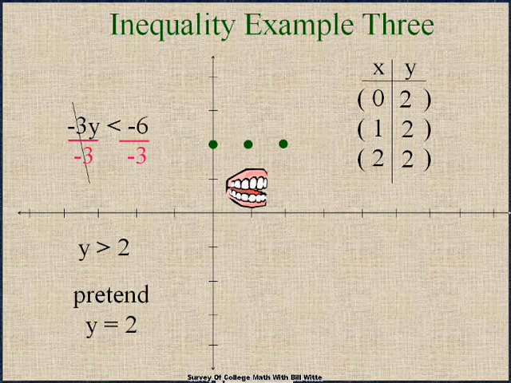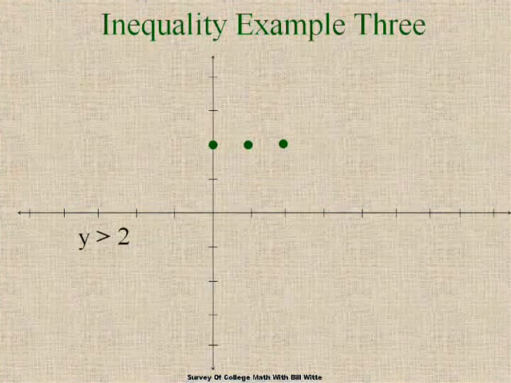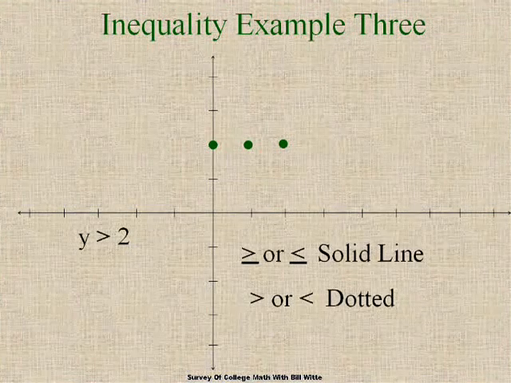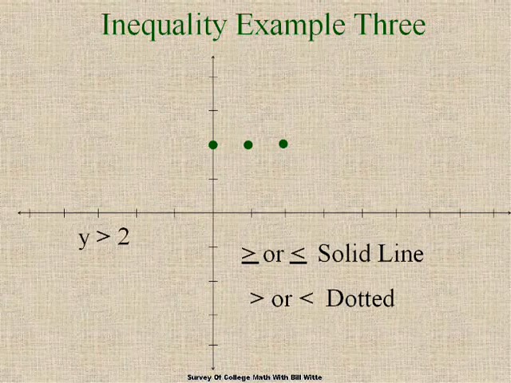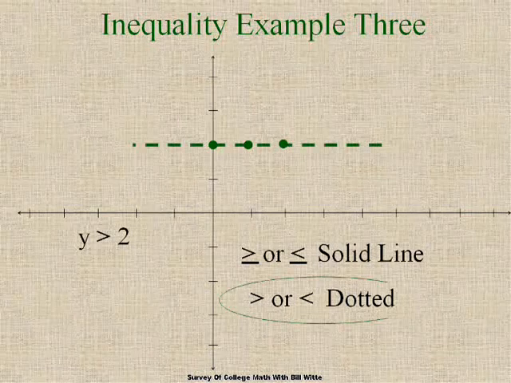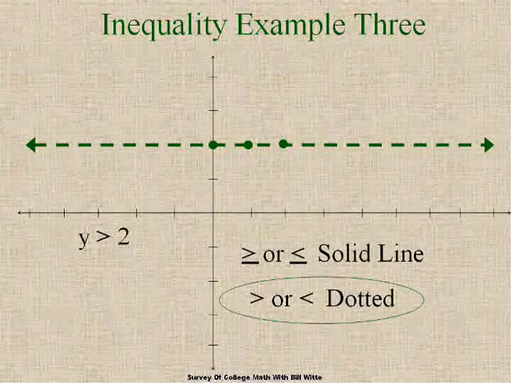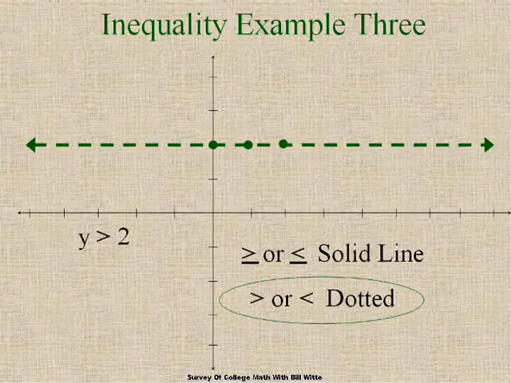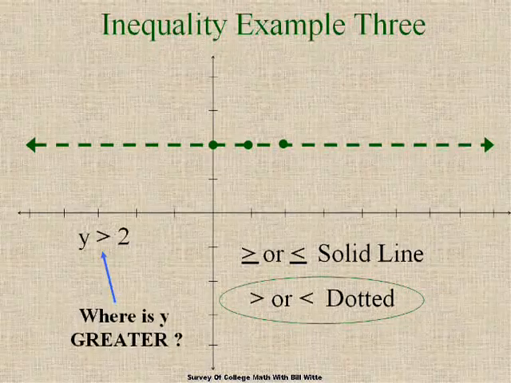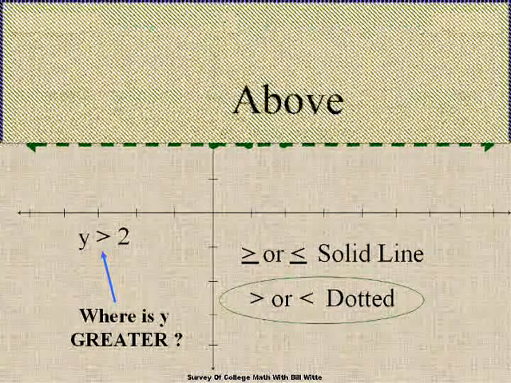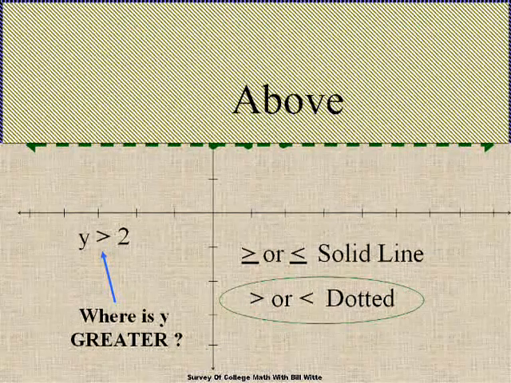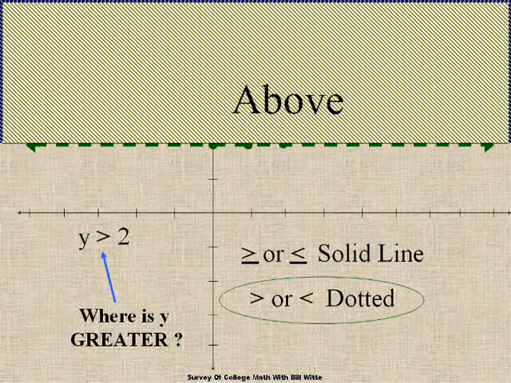The only trouble you have now is you have to decide, and it's not hard, is it solid or dotted? Well, it isn't or equal to, so I'm going to draw the dotted line. And y is greater, so we just shade above. And that's the answer.